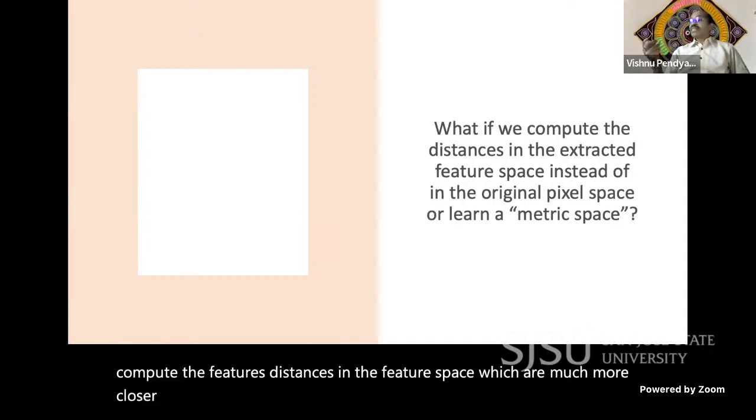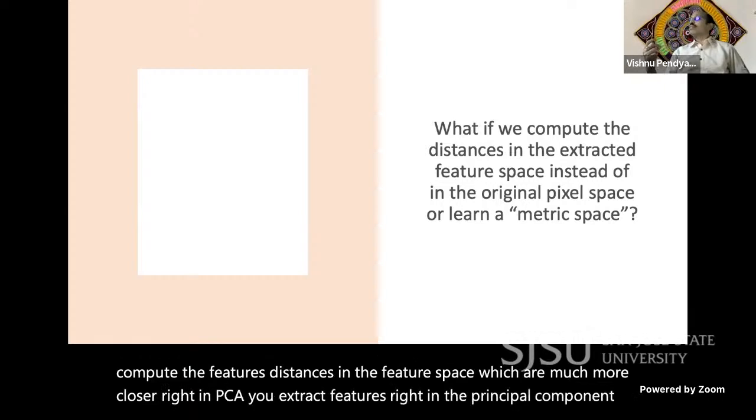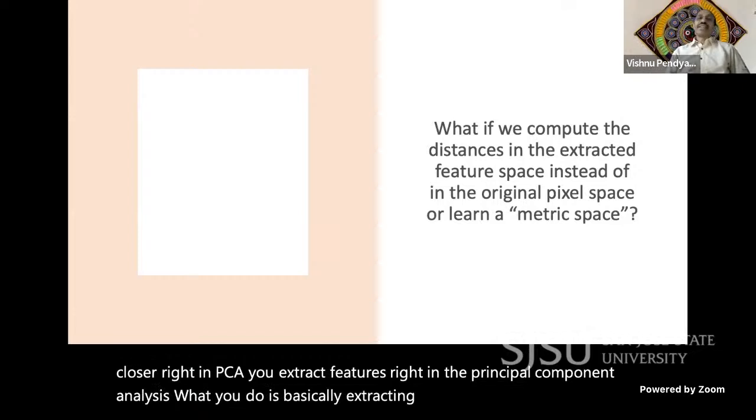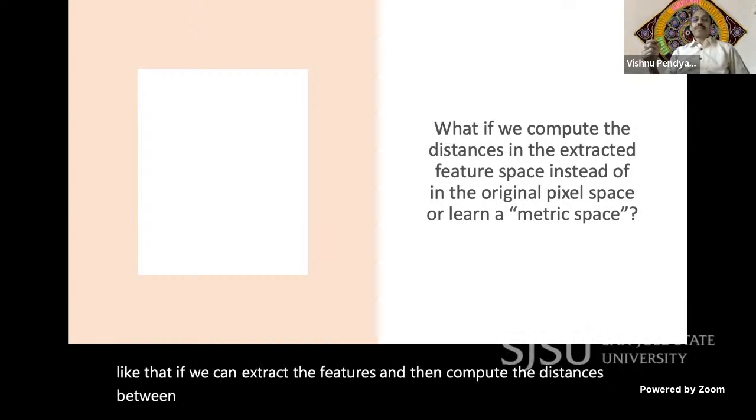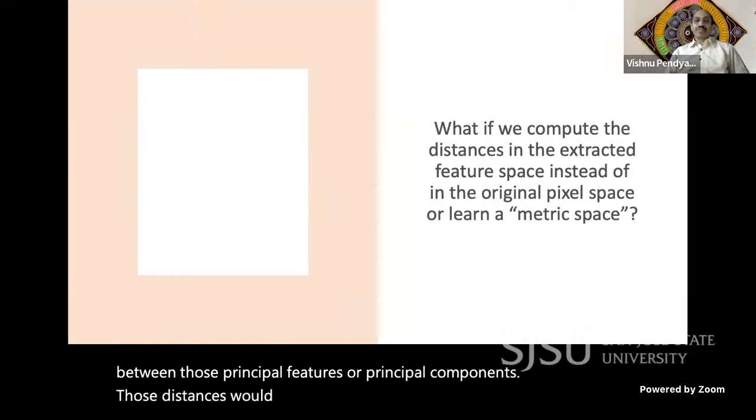Like in PCA, you extract features, right? In principal component analysis, what you do is basically extract the hidden features. So like that, if we can extract the features and then compute the distances between those principal features or principal components, those distances would be much more meaningful.